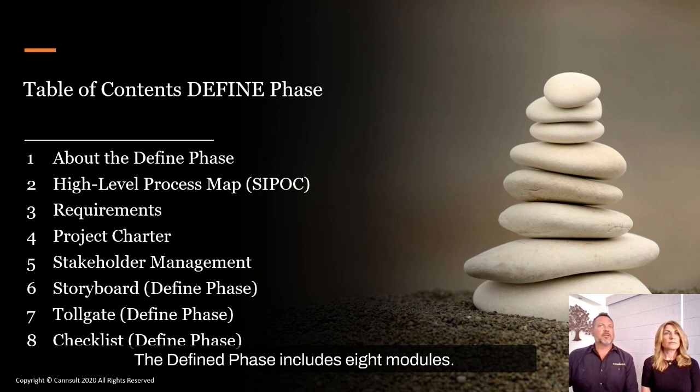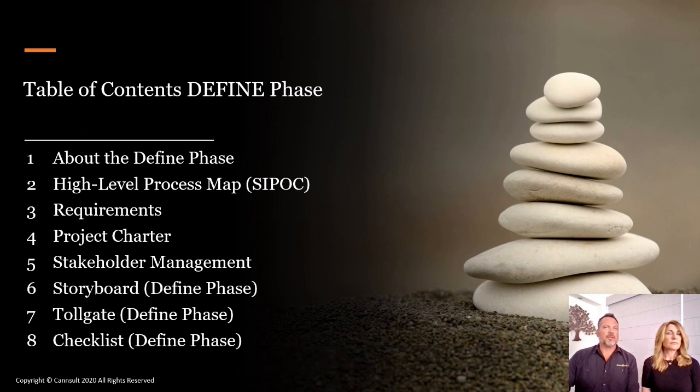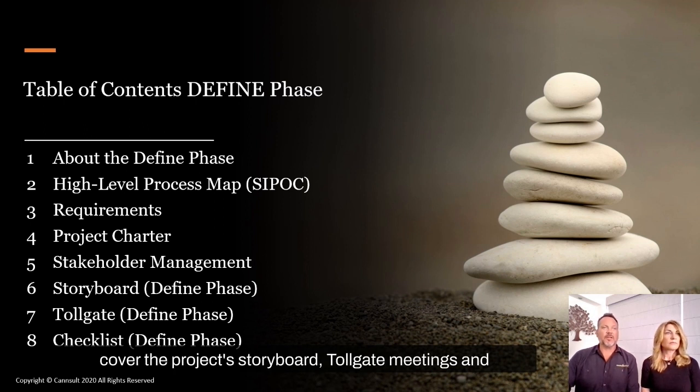The Define phase includes 8 modules. The first is a short intro module to learn a bit about the Define phase. In the second module, we will teach you about a very important Green Belt tool, and that is the SIPOC. Module 3 is about customer and business requirements. In Module 4, we will cover all the details of the project charter, and in Module 5, we will provide information and tools to manage stakeholders throughout your projects. In the final 3 modules, we will cover the project storyboard, Tollgate meetings, and the milestone checklist for the Define phase.